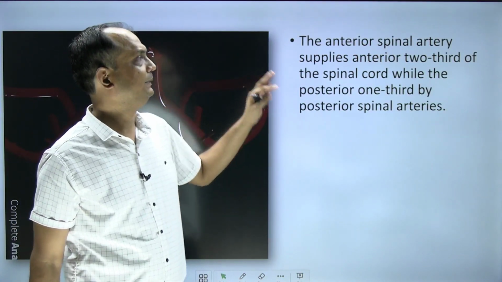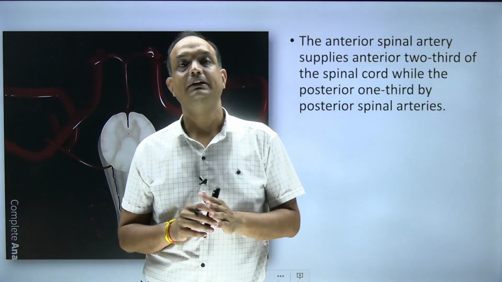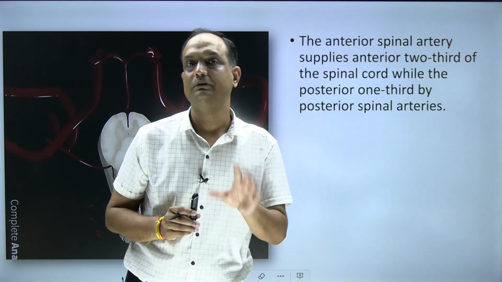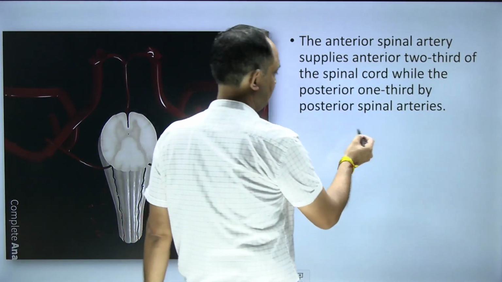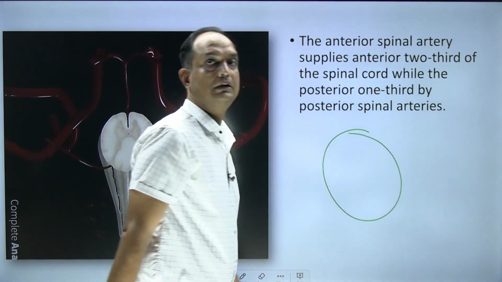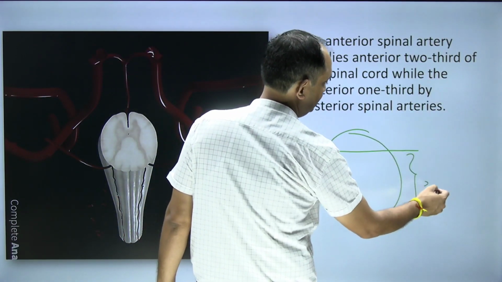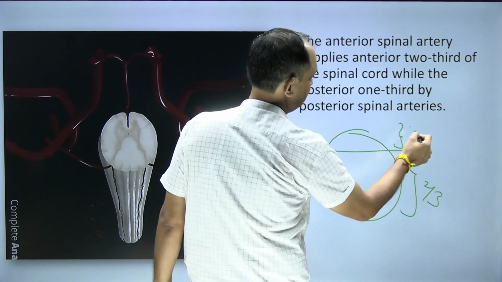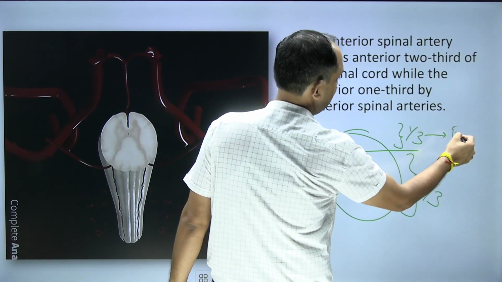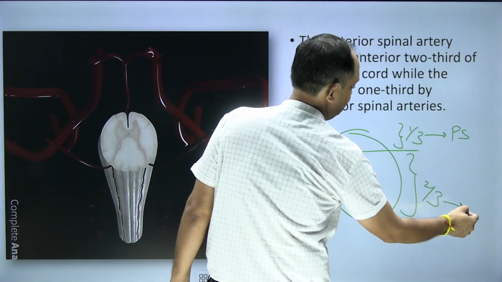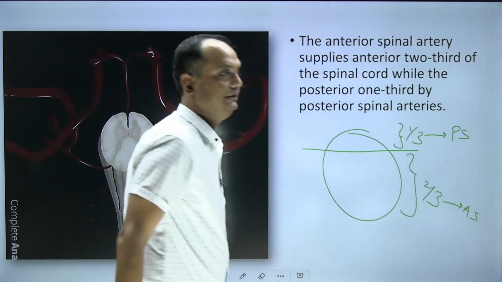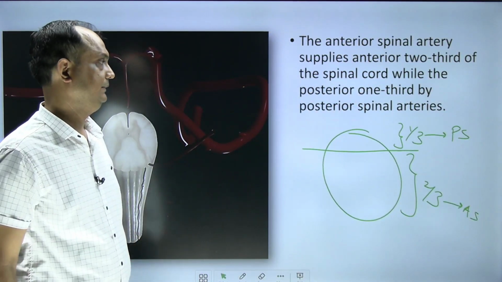Now, the anterior spinal artery, as I already told you, supplies the anterior 2/3 part of the spinal cord. Suppose this is the circumference of your spinal cord. You can divide this circumference into two parts, anterior 2/3 and posterior 1/3. The posterior 1/3 is supplied by the posterior spinal arteries, and the anterior 2/3 is supplied by the anterior spinal artery.